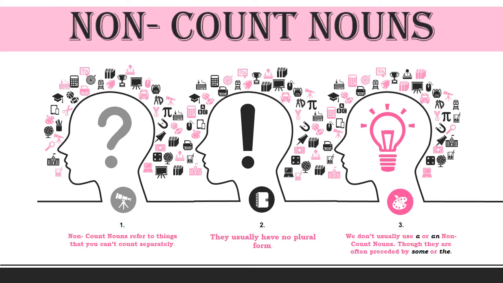So, next slide. Non-count or uncountable nouns exist as masses or abstract quantities that cannot be counted. Like a countable noun, non-count or uncountable nouns have 3 types. The number 1, non-count nouns refer to things that you can't count separately. The number 2, they usually have no plural form. And the number 3, we don't usually use a or an with non-count nouns, though they are often preceded by some or the.